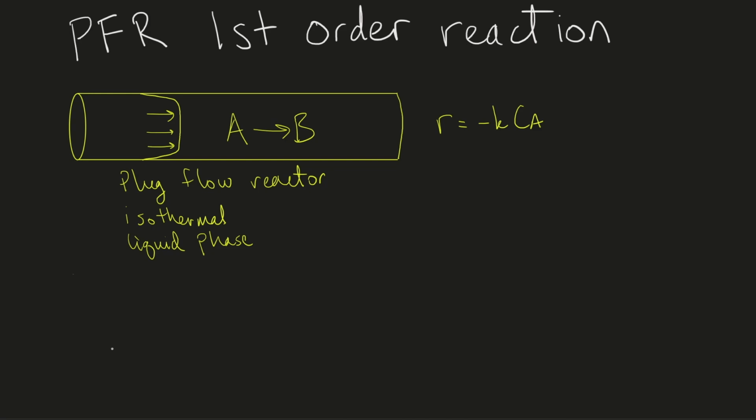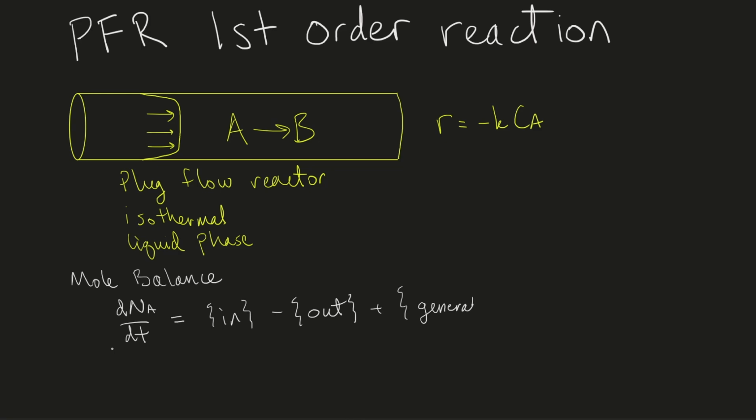To solve this problem, we're going to start with a mole balance. So we're going to write dN/dt, and we're going to look at our species A in this reactor, and that's going to be the species for our mole balance. So dNA/dt is equal to what goes in minus what comes out plus a generation term. This is the reaction term for our reaction. And even though it's called generation here, this is going to be consumed throughout the reaction, so this generation term is going to be negative.